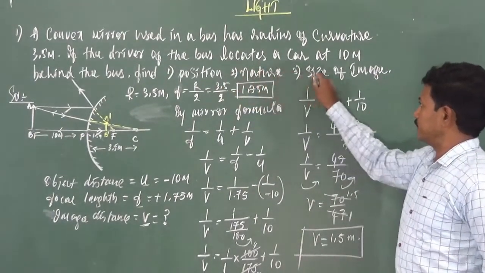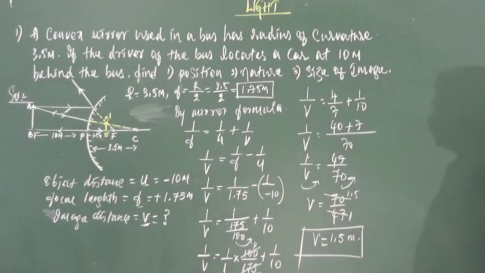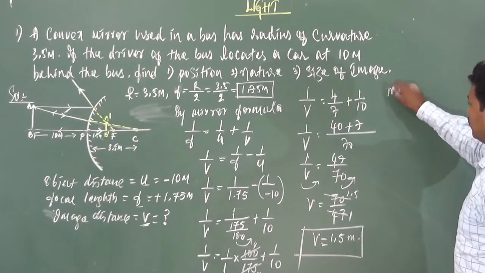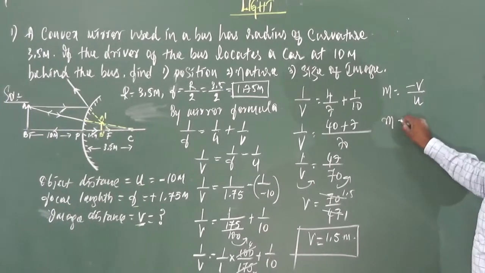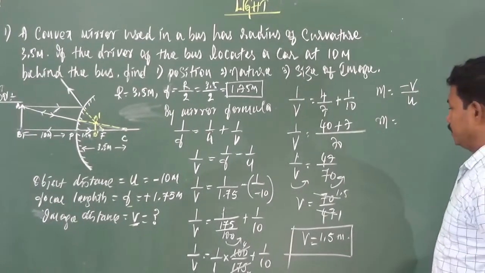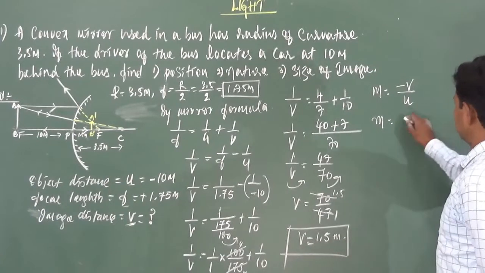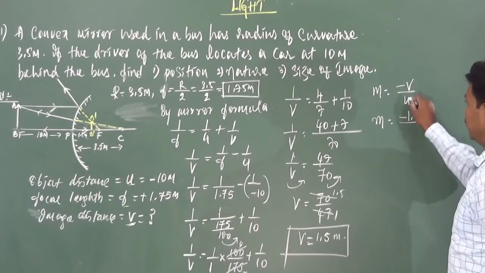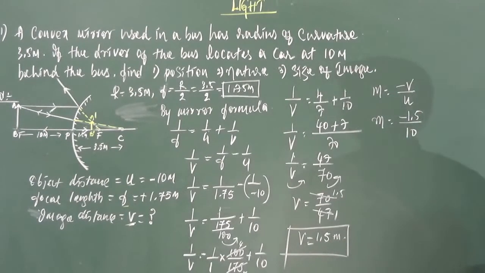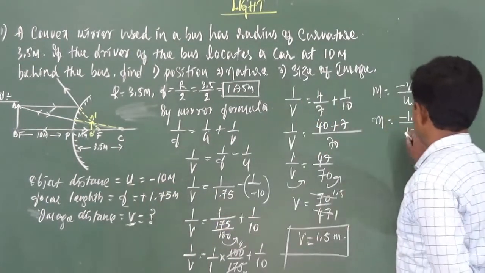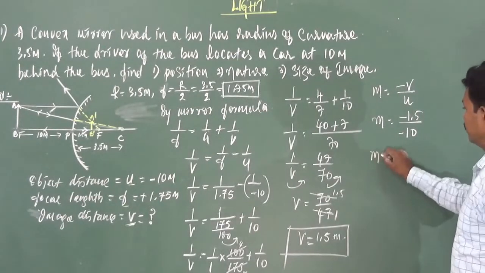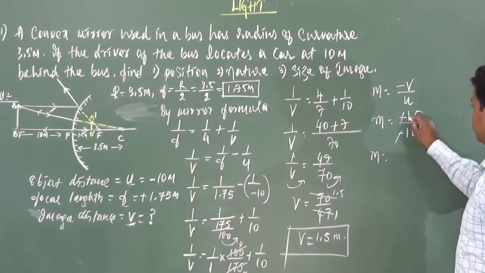Now we have to find out the nature and size of the image. How to find out nature and size? For this we have to take the help of magnification. Magnification m is equal to minus V by U. So m is equal to minus V, V is 1.5, by U. U value is minus 10. So m is equal to minus and minus cancels.